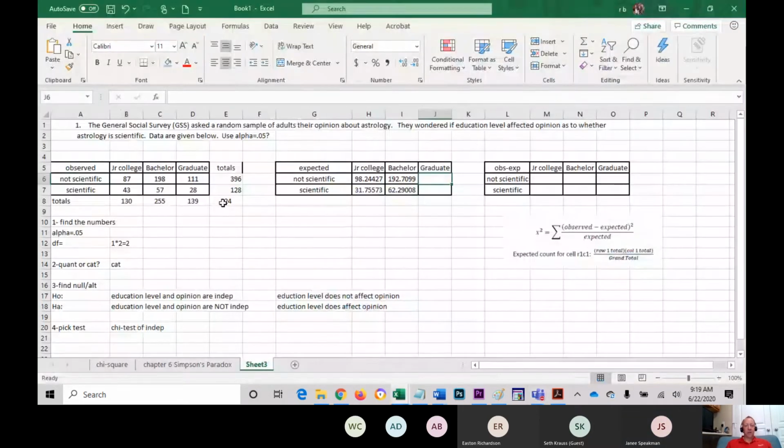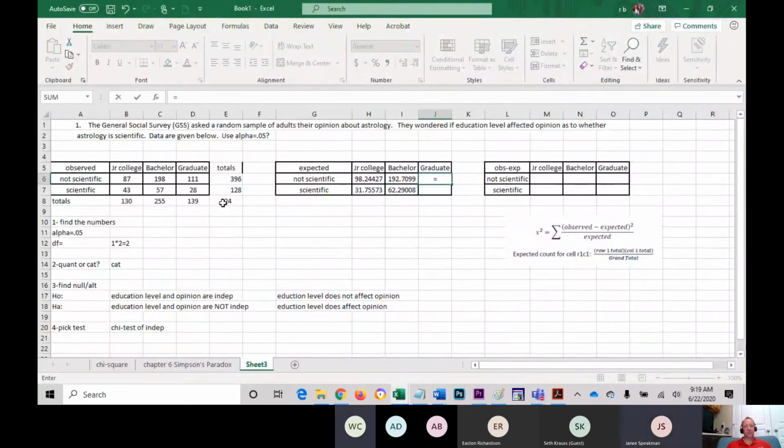Now it's Wes's turn. So we're in row 3, column 1. Or sorry, row 1, column 3. Sorry, dyslexia. So we're going to go 396 times 139 divided by 524.